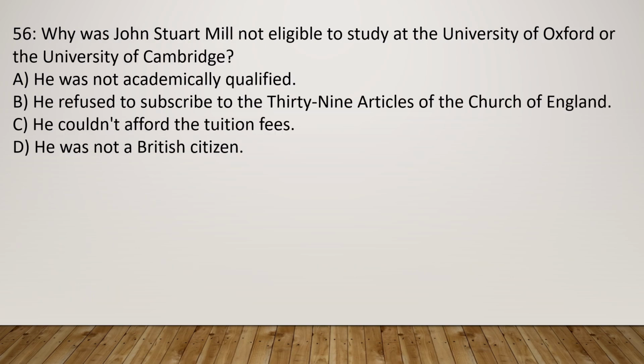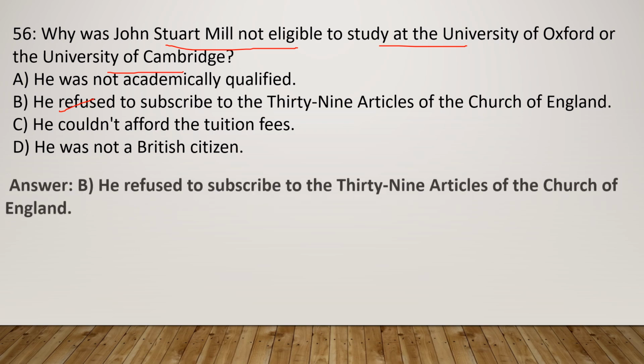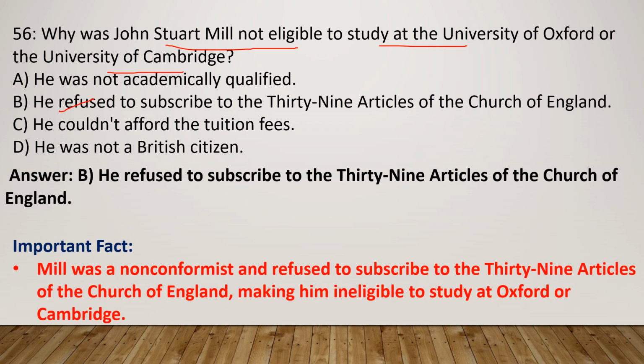Why was John Stuart Mill not eligible to study at the University of Oxford or the University of Cambridge? Because he refused to subscribe to the 39 Articles of the Church of England. Mill was a nonconformist and refused to subscribe to the 39 Articles of the Church of England, making him ineligible to study at Oxford or Cambridge.